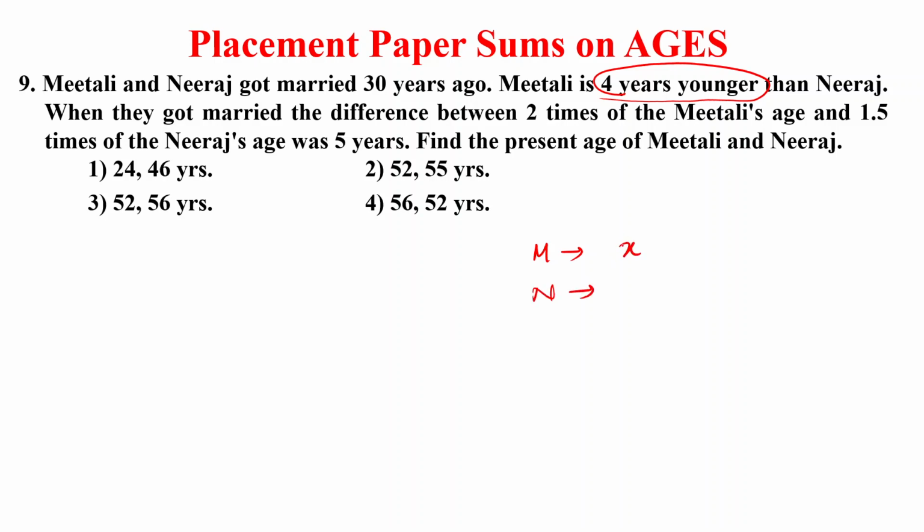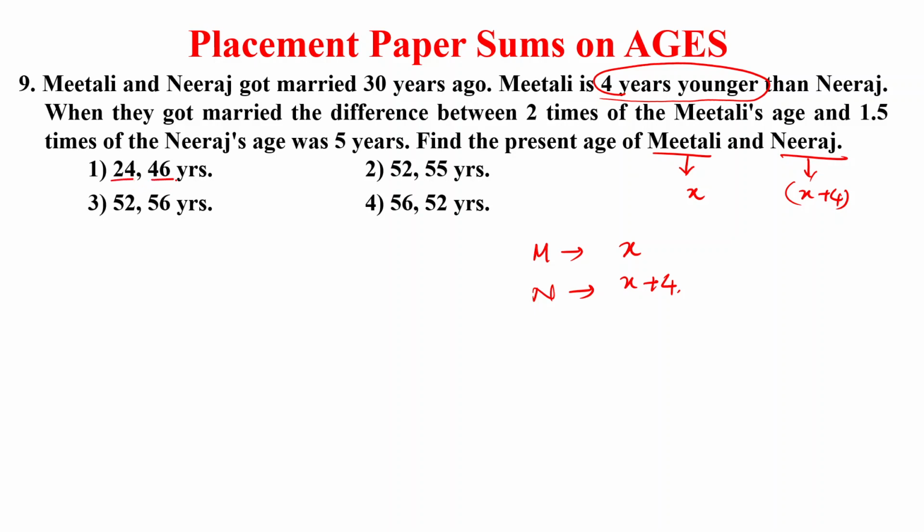So suppose Meetali is x, and Neeraj is going to be x plus 4, because Meetali is younger. So what they have told, find the present age of Meetali and Neeraj. That means Meetali's age has to be x and Neeraj's age has to be x plus 4. Just look at the options. What is the difference? The difference should be 4. Okay. Look at the difference.